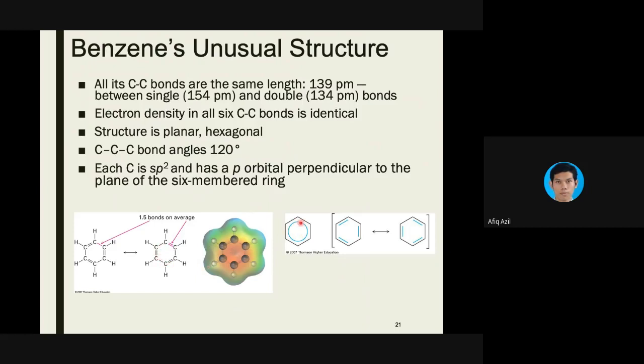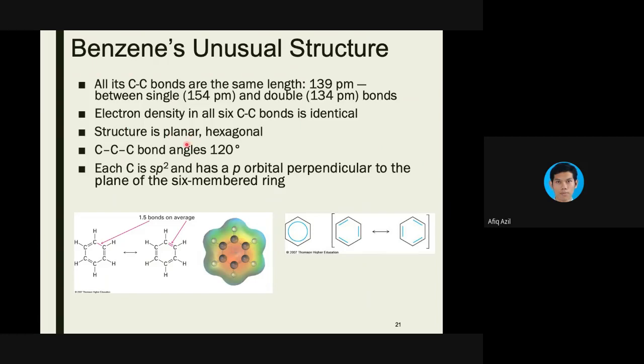Hence, back in your school days, benzene was drawn this way, using a circle. But now in your undergraduate, this is not acceptable anymore. You must draw it this way using all of the double bonds. So this circle is trying to indicate that the electrons inside the benzene ring are always moving. Okay, it is located in the middle.